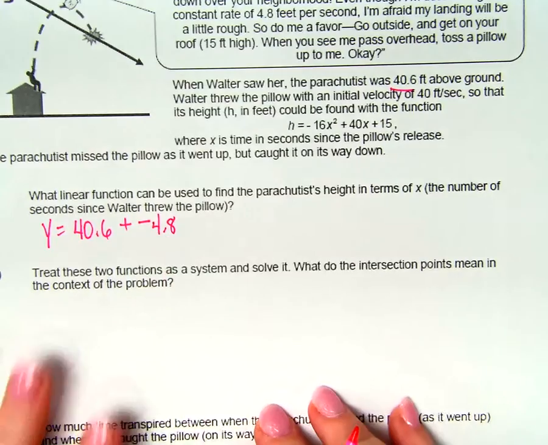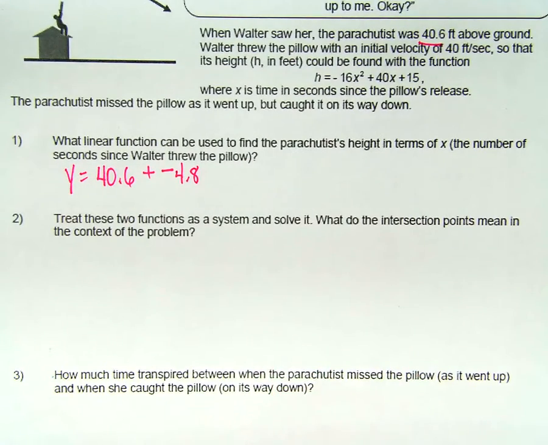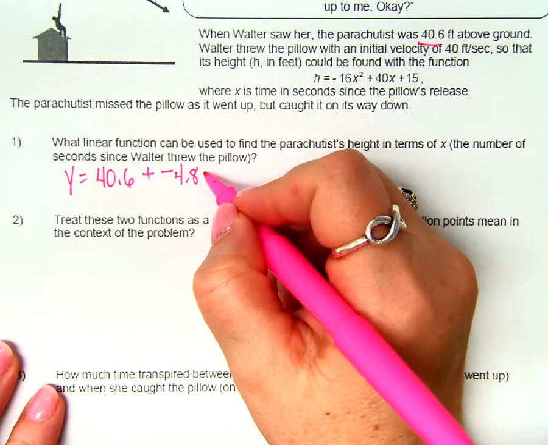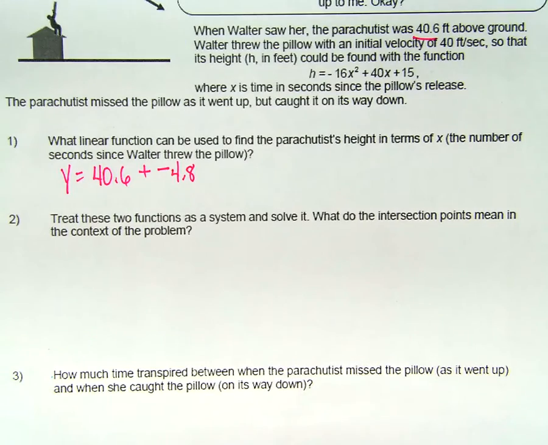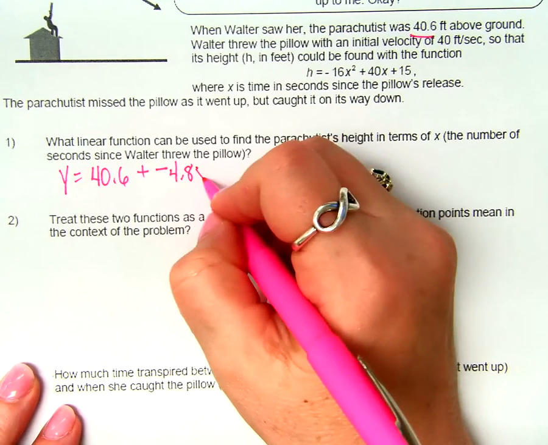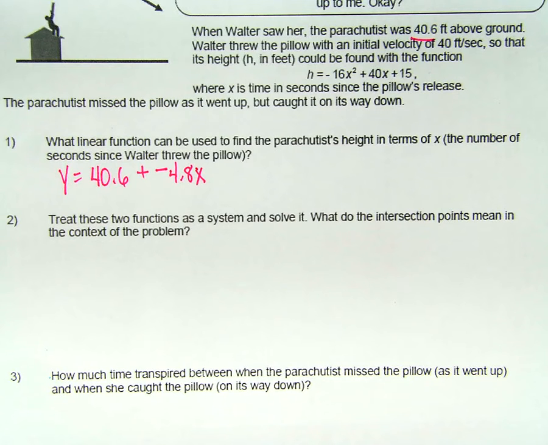So it would just be 40.6 minus, right? Yeah, we could write 40.6 minus 4.8x, right? That's our rate of change, so we've got to have that x. Treat these two functions as a system and solve it. What do the intersection points mean in the context of the problem?